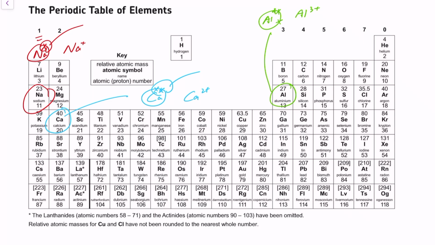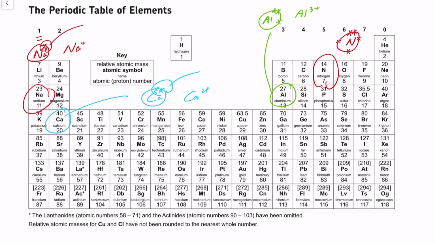We can talk about nitrogen. In this case, nitrogen is in group 5. That means nitrogen has 5 electrons in its outer shell. 1, 2, 3, 4, 5. It still doesn't have a full outer shell. But are we going to lose the 5 electrons?